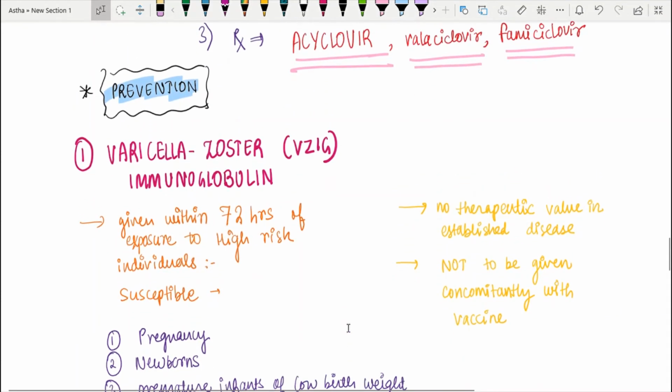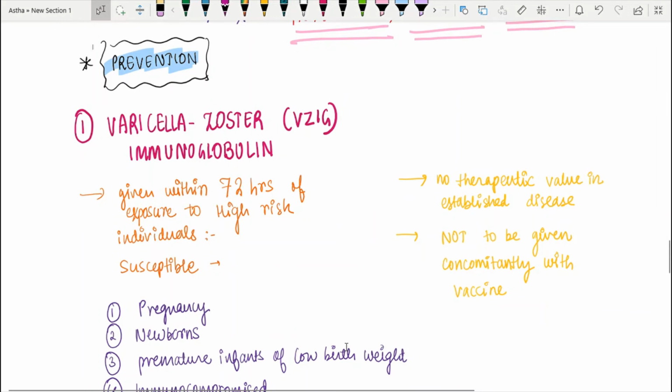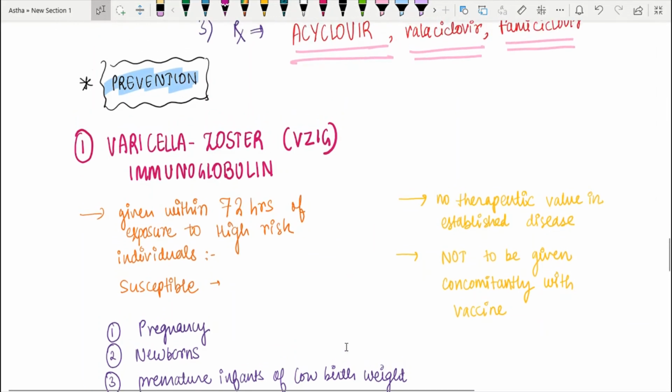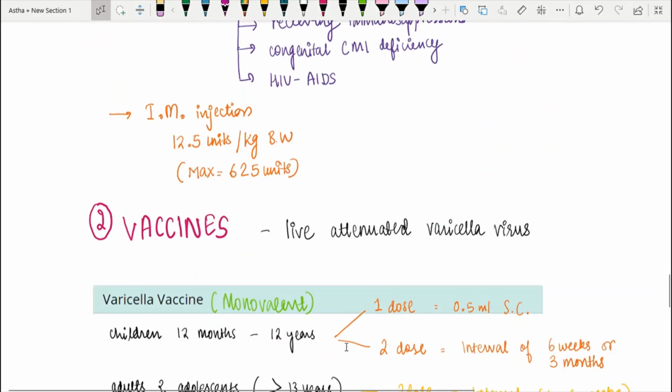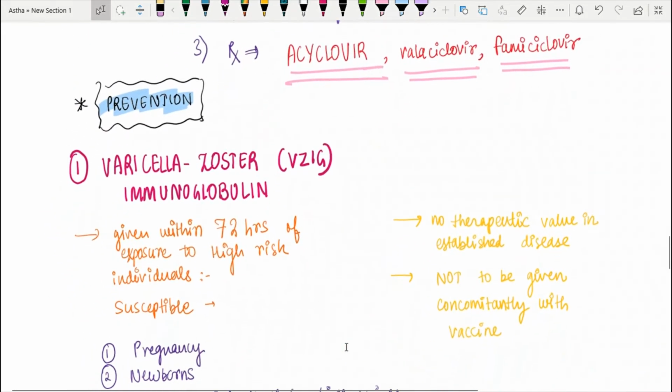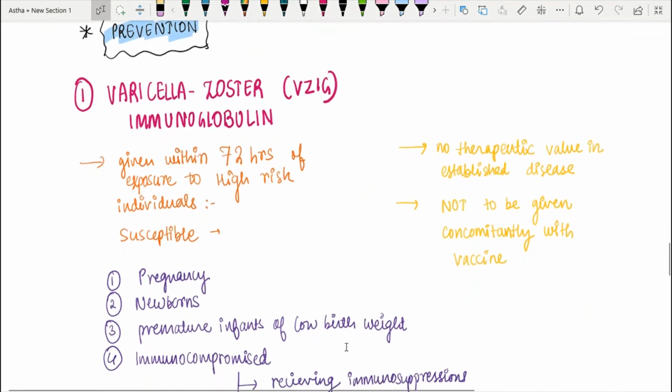Coming to the prevention part, this over here is important. Please pay some attention to this, okay? So prevention of chickenpox is done by two things. One is the immunoglobulin and the other one is the vaccines. Now immunoglobulin is given within 72 hours of exposure to high risk individuals. Now high risk individuals, who are they?